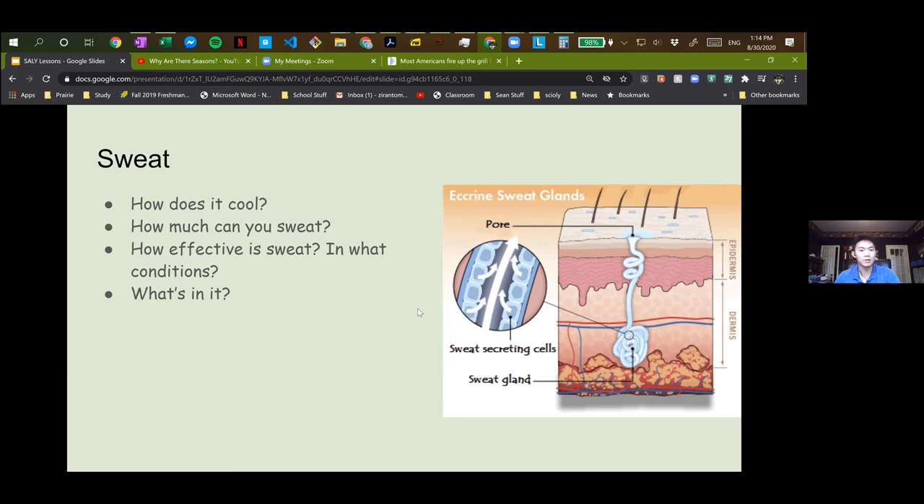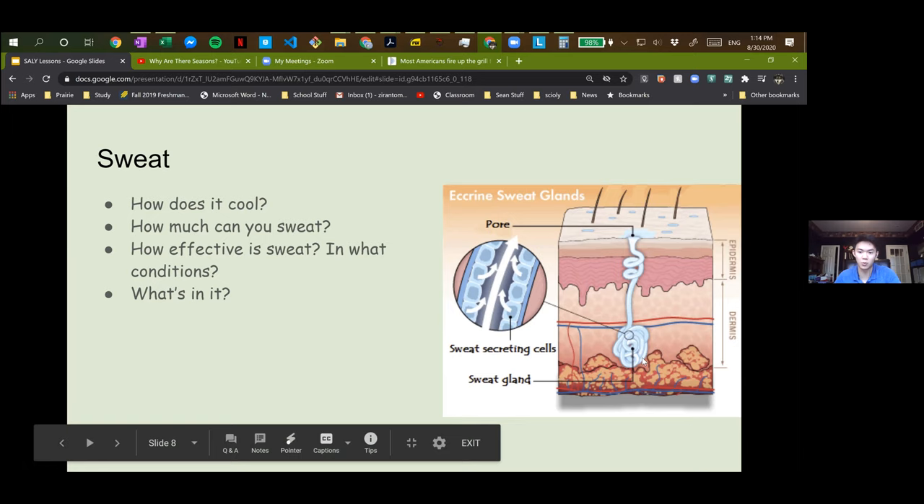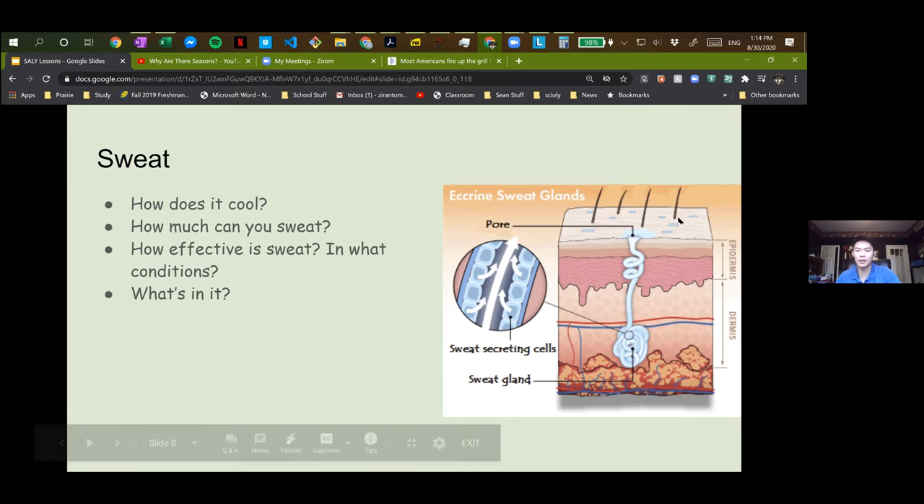So when it gets hot outside, how can we keep ourselves cool? One way is through sweat. And how does it cool? Sweat is mostly made of water with some salt and minerals. When it comes out of the sweat glands, it comes to the top of your skin, and at the top of your skin, the sweat can evaporate.